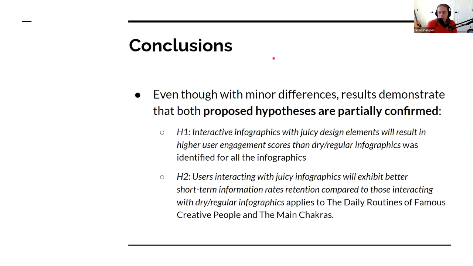The proposed hypotheses are partially confirmed, right? For number one, the idea that juicy elements will result in higher user engagement scores than dry regular infographics wasn't confirmed for all of them, although with lower numbers, the juicy versions always promoted higher numbers versus their dry counterparts. Now for the second one, we had higher rates of short-term information retention for the daily routines of most creative people and the main chakras. The Burcalories one was the one that failed on that, right?